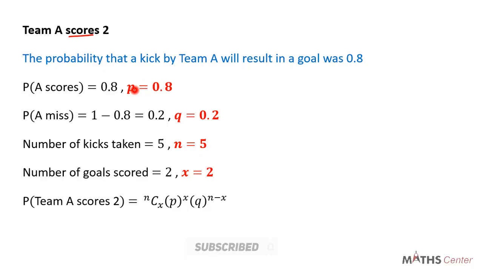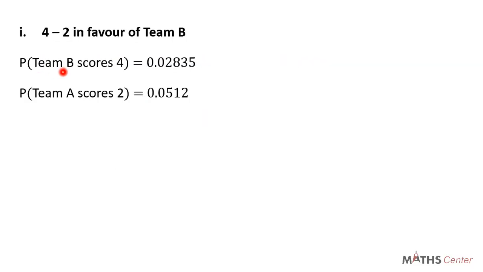We have the values of P, Q, N, and X here. You substitute them into the formula, and you have 5 combination 2, 0.8 exponent 2, 0.2 exponent 3. And this gives us 0.0512. We now have the probability that team B scores 4 and the probability that team A scores 2.